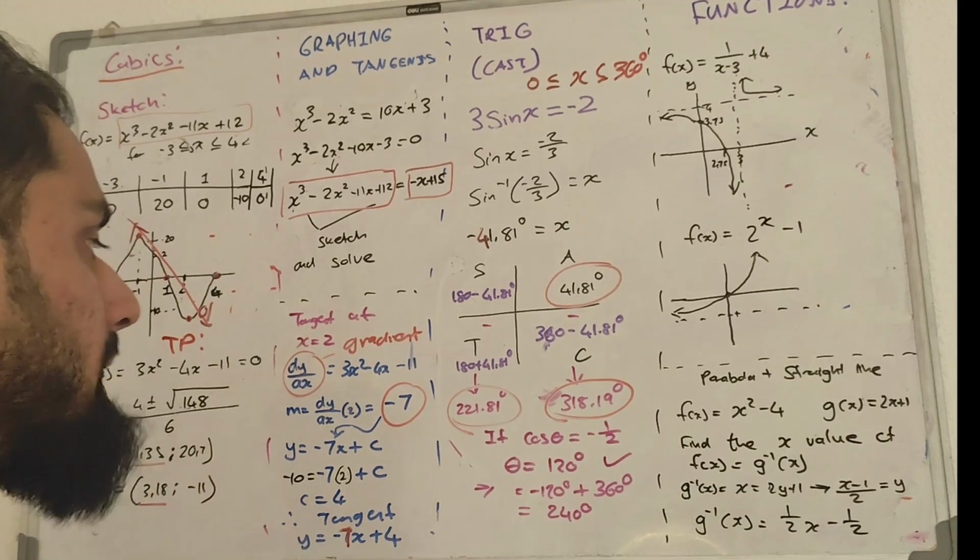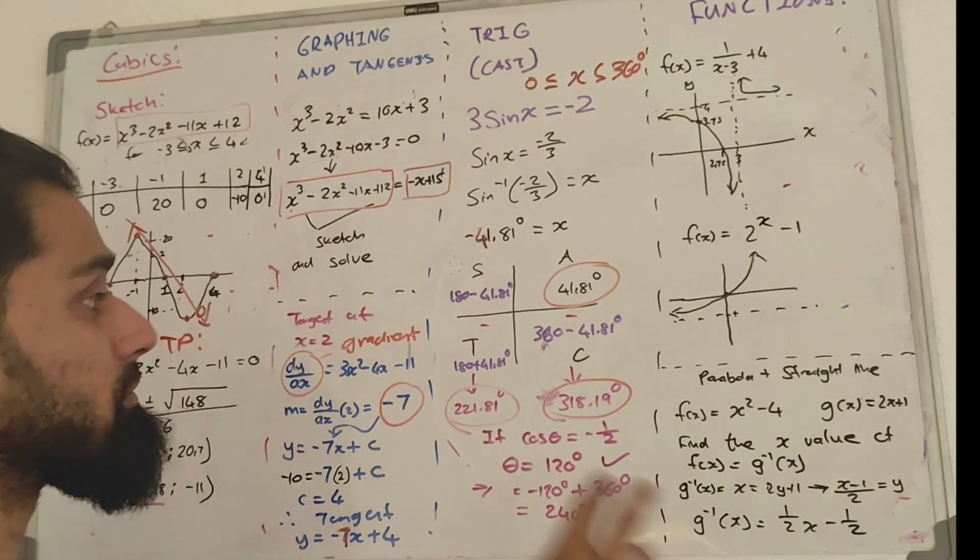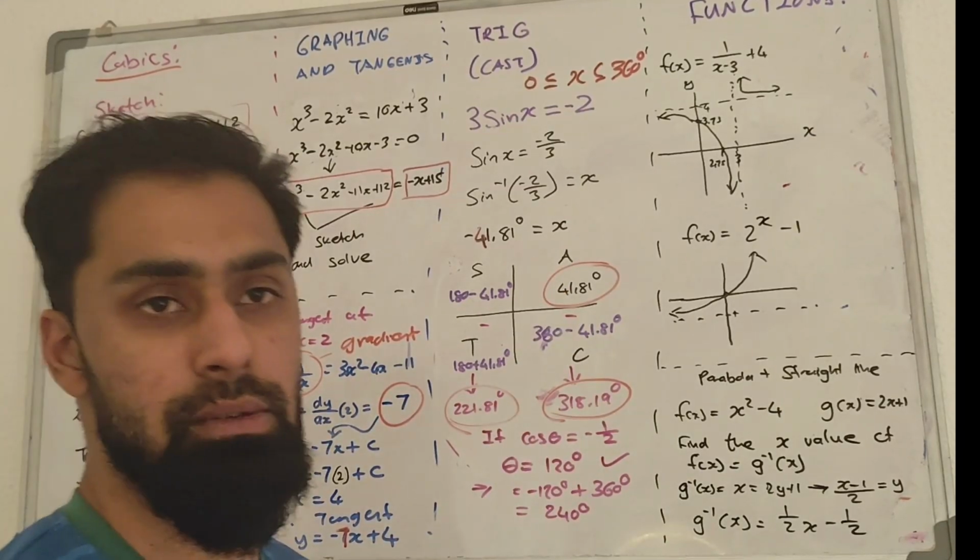Please get comfortable with your CAST diagram. Then they say if cos theta is equal to negative 1 over 2. Now, sorry, just to come back to your CAST diagram, there are other ways. There's a graphical method to do this as well.